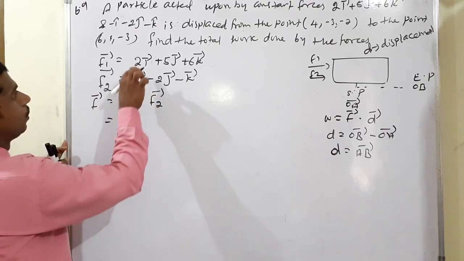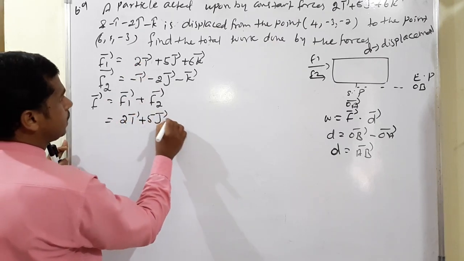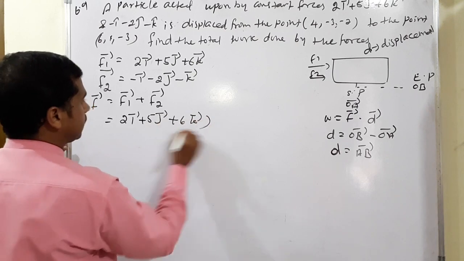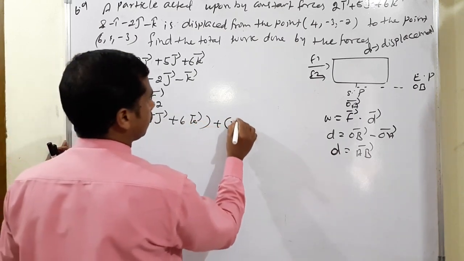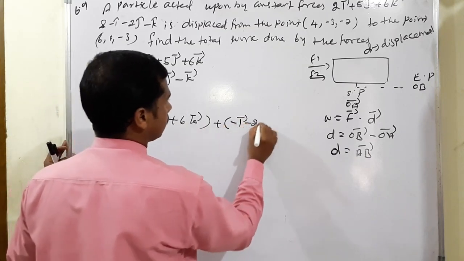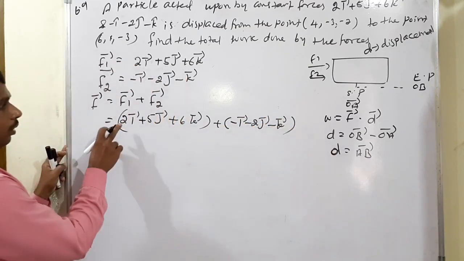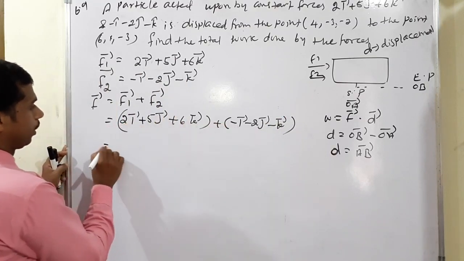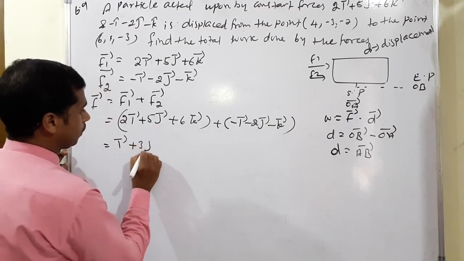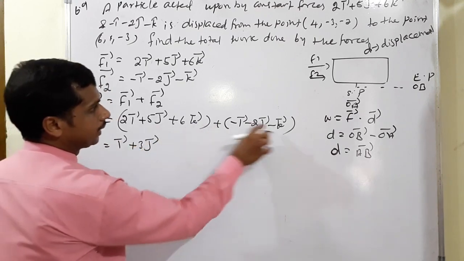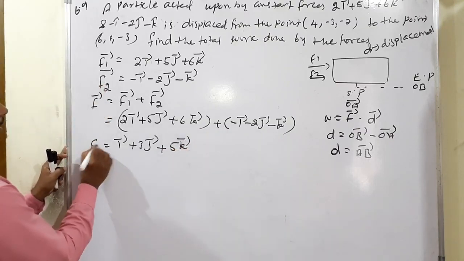So F1 is equal to 2i vector plus 5j vector plus 6k vector, plus F2, minus i vector minus 2j vector minus k vector. Look here: 2 minus 1 gives i vector, 5 minus 2 gives 3j vector, 6 minus 1 gives plus 5k vector. This is called F. Okay.